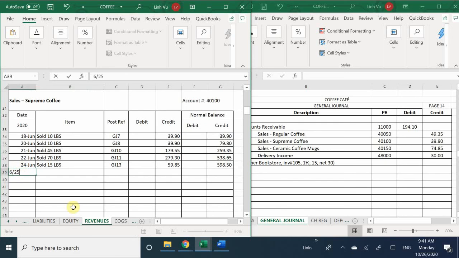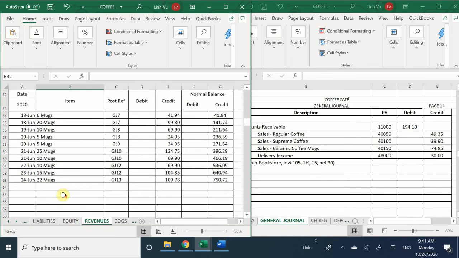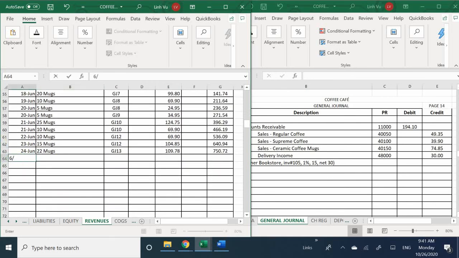So the 24 still. Sold 10 pounds. Good. And GJ14, 39.90. 638.40. All right. And ceramic coffee mugs. How many mugs did we sell? 15. GJ14, 74.85. And 825.57. Good.